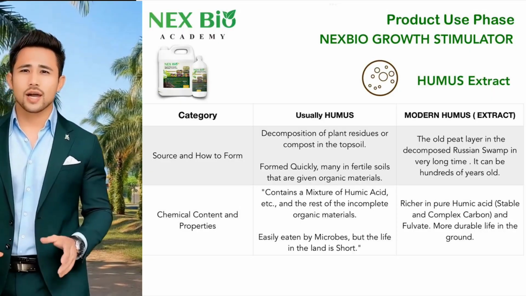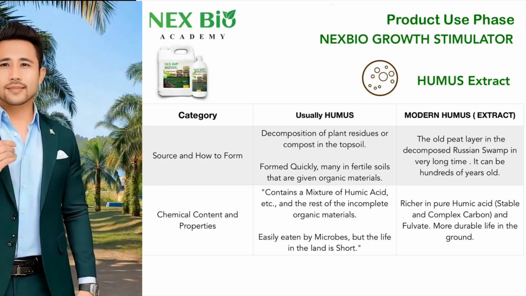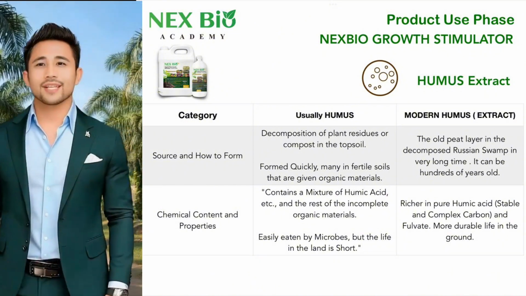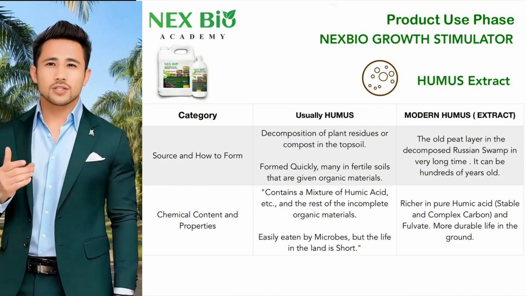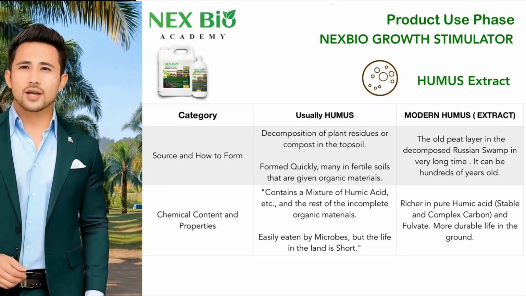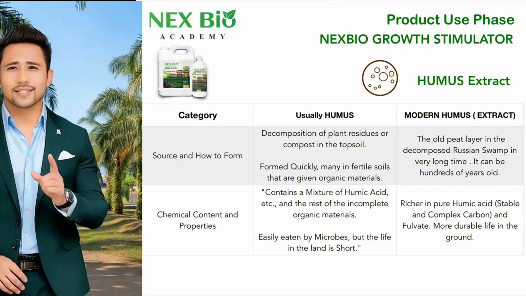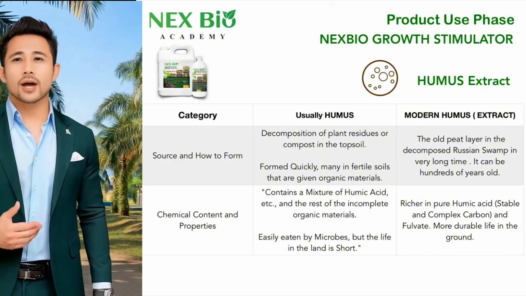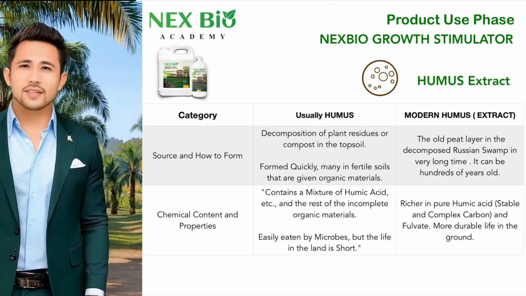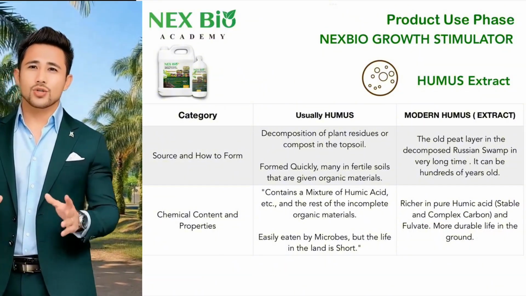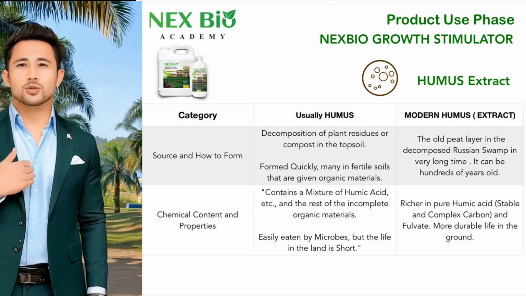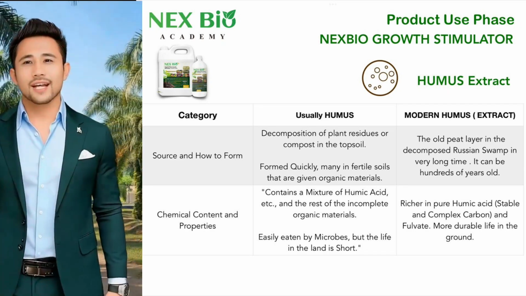The second is the chemical content and properties. Ordinary humus contains a mixture of humic acid, etc., and the rest of the incomplete organic materials. But ordinary humus is very easily eaten by microbes, and its life in the land is very short. Different from ours, our product is richer in pure humic acid. It is a very stable and complex carbon and sulfate acid, so it has a more durable life in the ground. This is the difference between ordinary humus and modern humus.